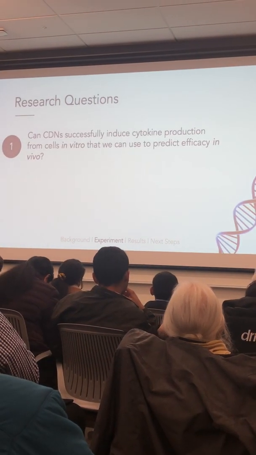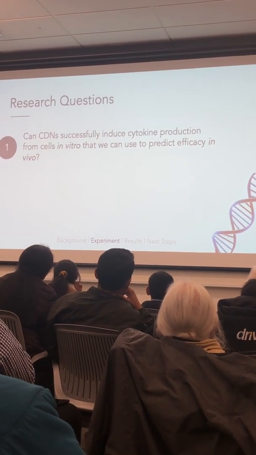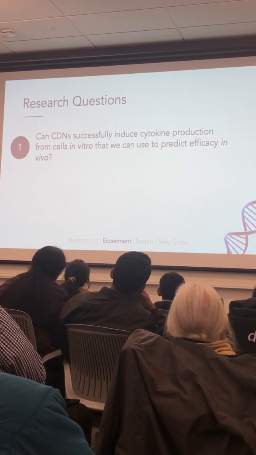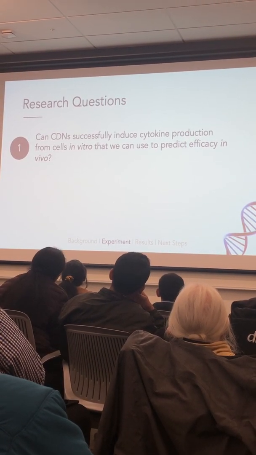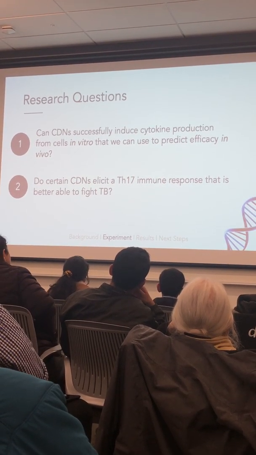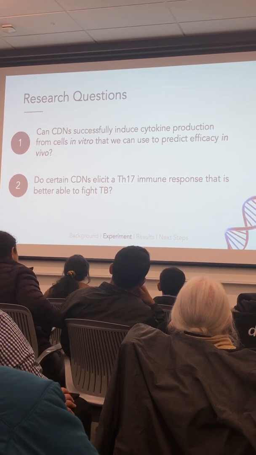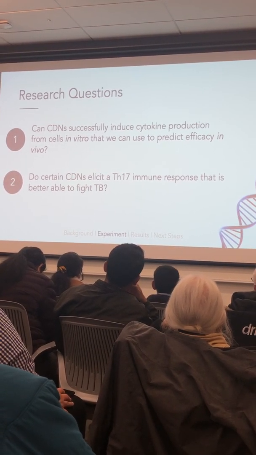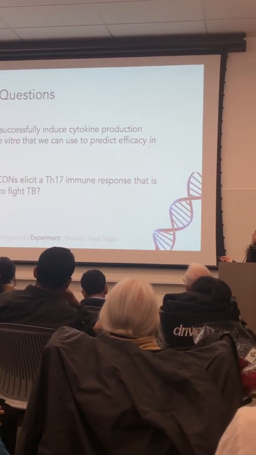For my research questions, we wanted to see whether CDNs could successfully induce cytokine production in vitro, and whether that could be predictive of in vivo results in a live animal. That's what in vivo means. And also, can we cherry pick certain CDNs that can elicit a Th17 response that can therefore be a suitable adjuvant for a potential vaccine?